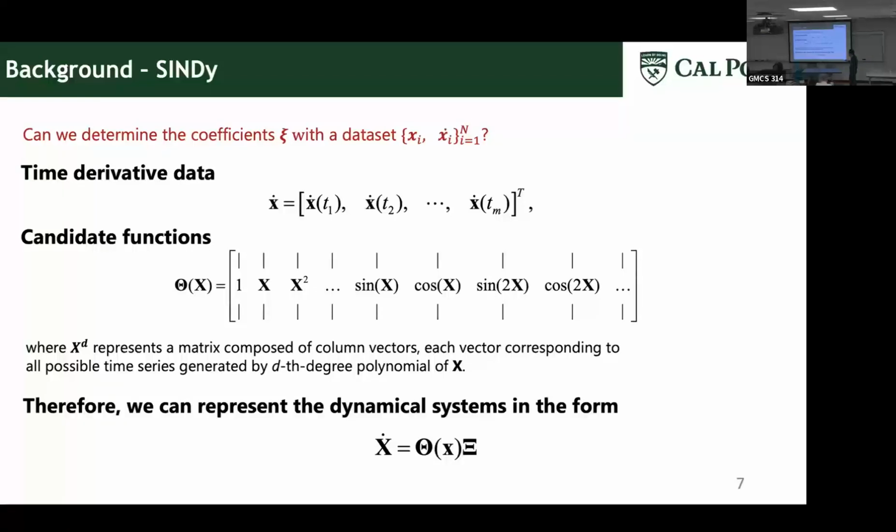So the X to the power of d here represents the matrix composed of column vectors, which gives you all possible time series generated by degree-d polynomials of x. In this way, you can assume your candidate functions to be constant and linear terms, quadratic terms, and you can also have sine and cosine nonlinearity here. Right, and then we can write our dynamical system in this form.